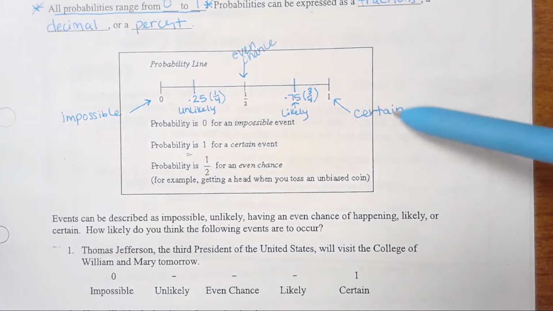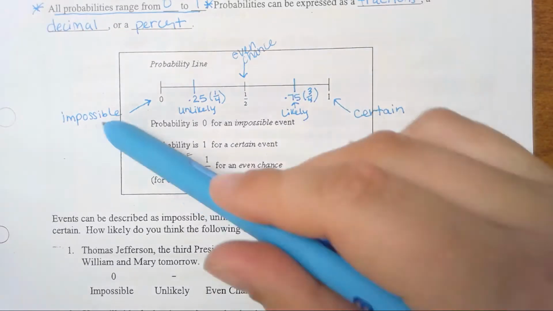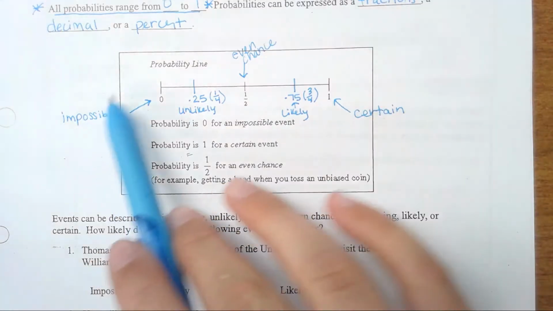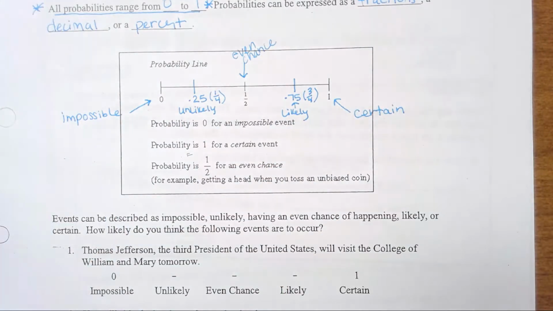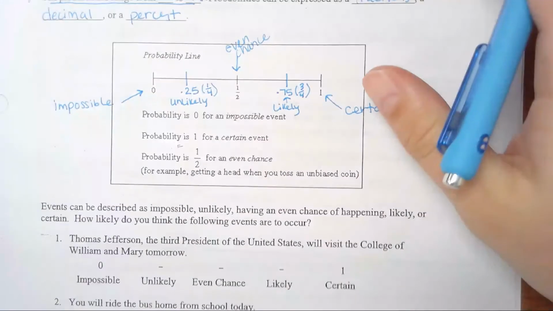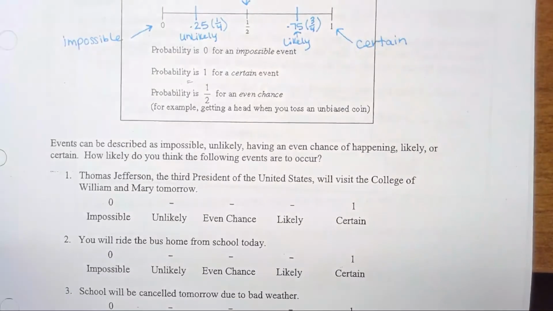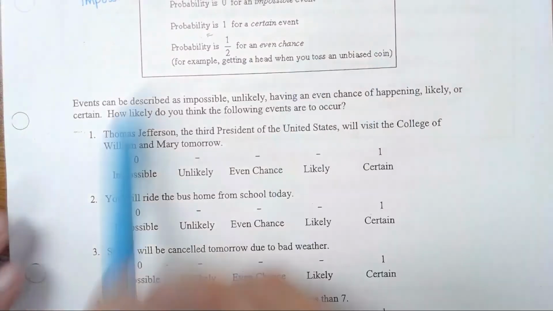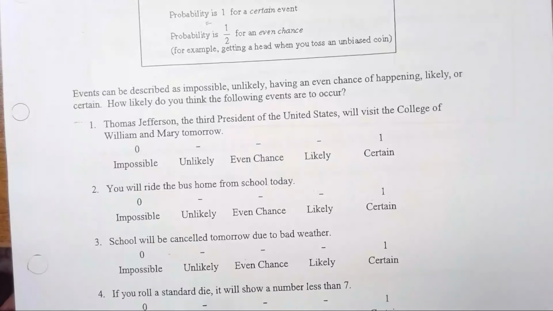So that means that it's certain that it's going to happen. Okay. So you guys do need to know these for your test. So just make sure that you guys remember the probability line and where each of those terms fall. Okay. So let's look at some different examples so that you guys can use these words in some context, okay?